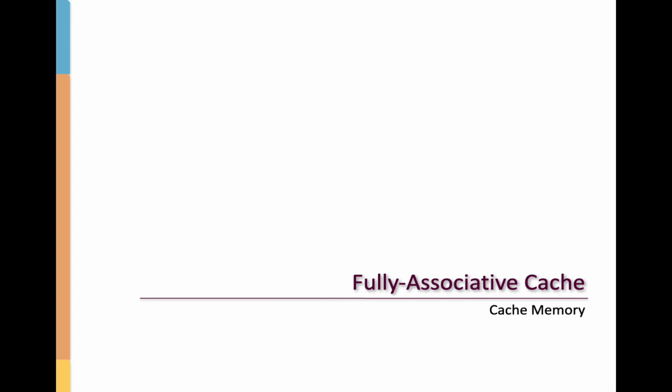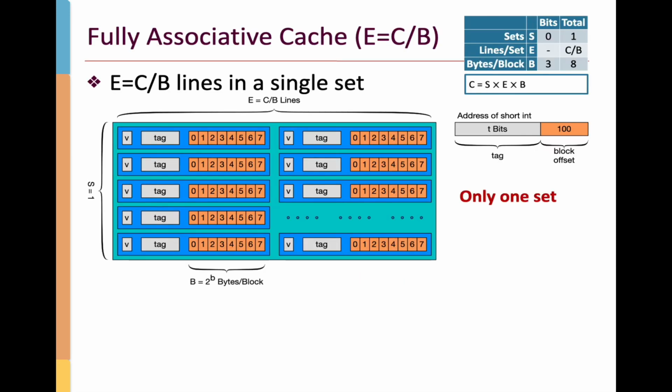The final example is that of a fully associative cache. So this is kind of the opposite extreme from the direct mapped cache in a way, in that it has all of the lines in just one set. So you can see here that the number of sets, big S, is just 1. So on the left-hand side here, you can see S equals 1. There's just one set, and within that set, we have a whole bunch of lines. In fact, the number of lines is just going to be the cache size, C, divided by the number of bytes per block.